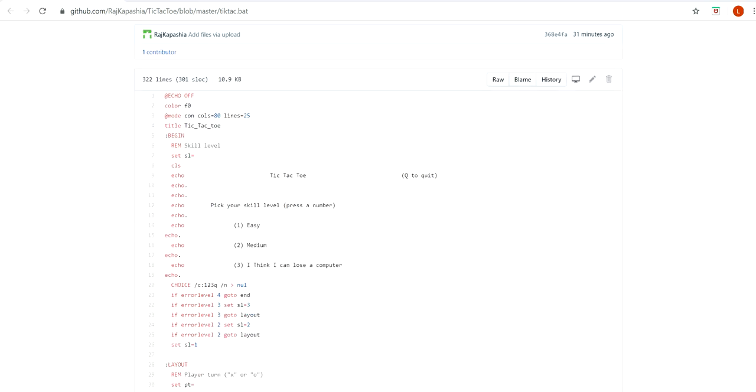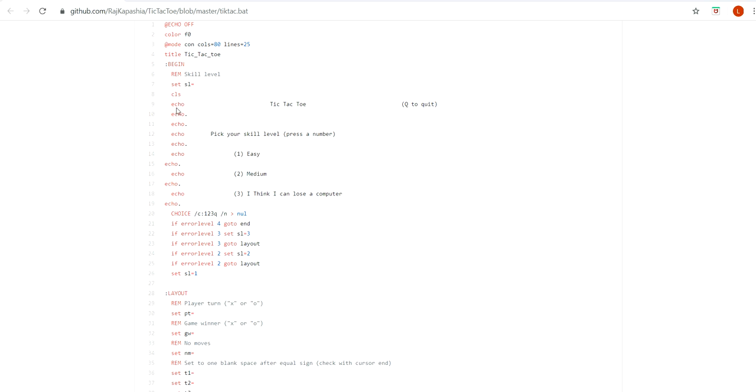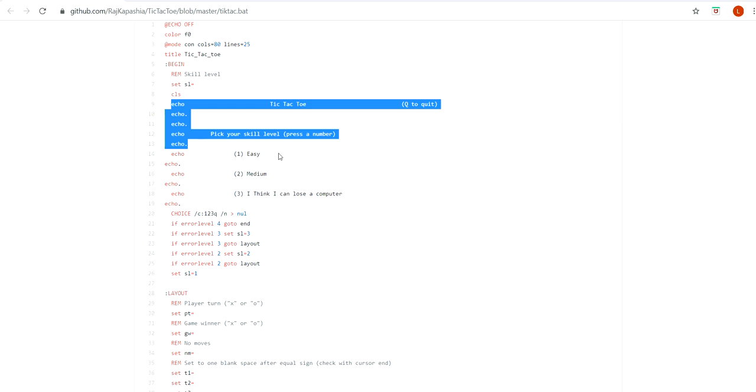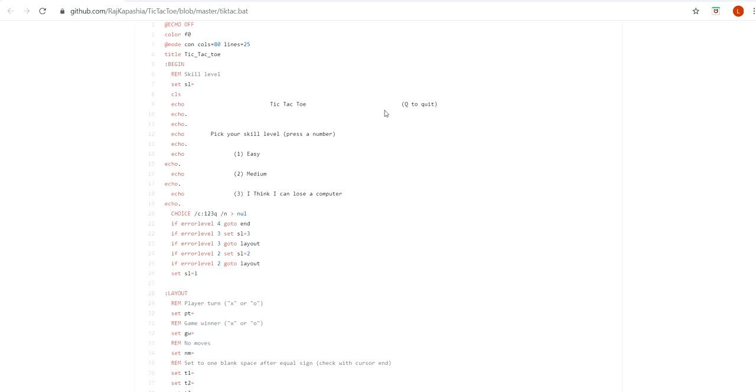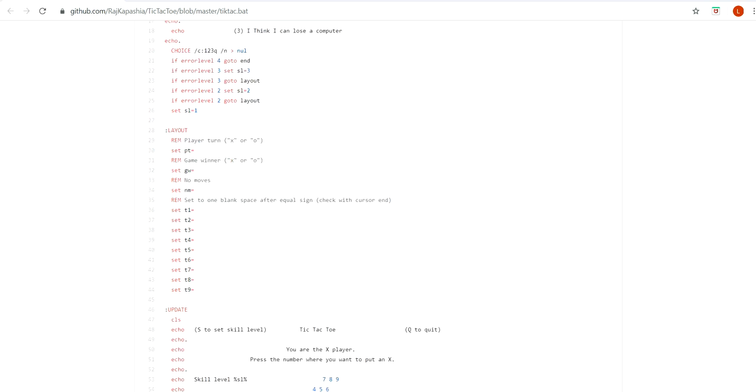Now I will explain some of the code. Echo is basically used like printf in C and cout in C++. It is what prints the things we are seeing on the screen. You already know that we are seeing the tic tac toe title and pick a skill level, and the choice 1 2 3. Then the layout, player turns X or O, set pt equals, rem game winner X or O. Set with a blank space after the equals sign puts in a blank space.